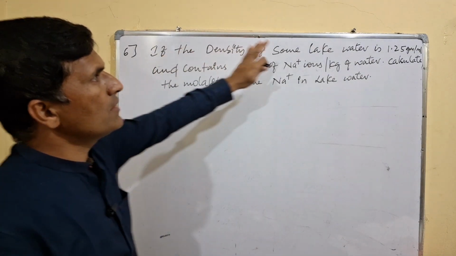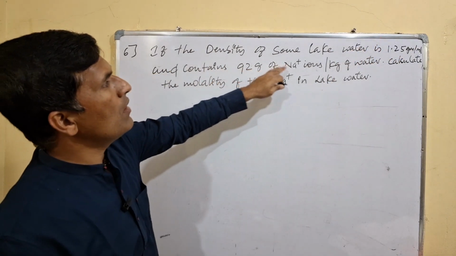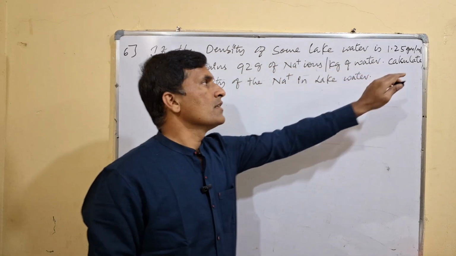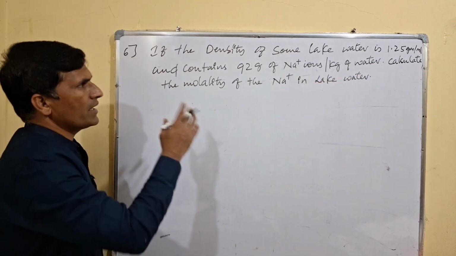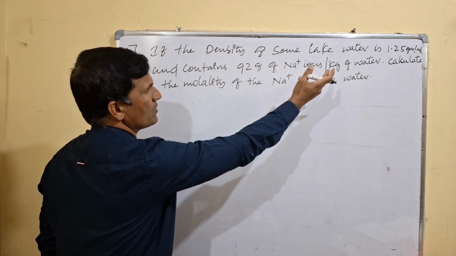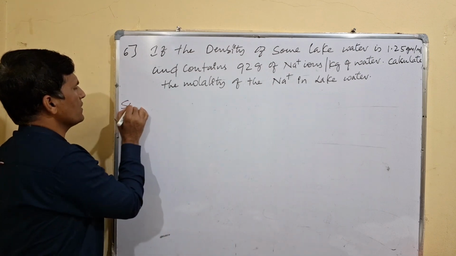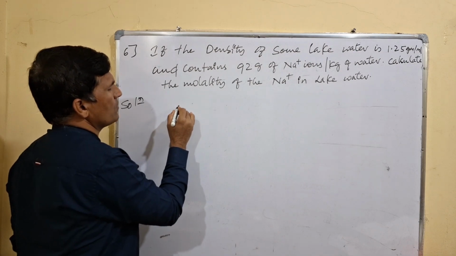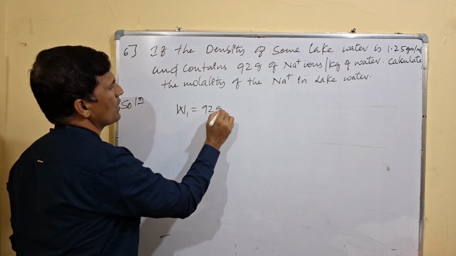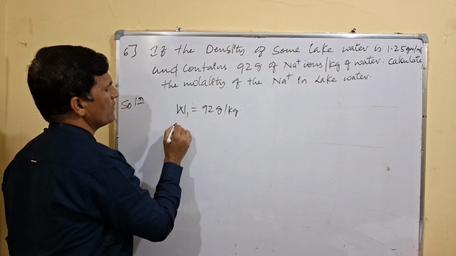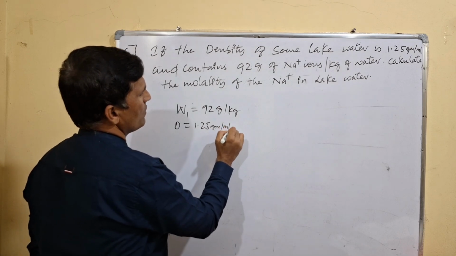See here, if the density of some lake water is 1.25 gram per ml and contains 92 gram of sodium ions per kg of water, calculate the molality of the Na plus ions in the lake water. The lake water comprises these many grams of sodium ions per kg of solvent, and density is given. If it is required, we will use it, otherwise no need to take it into account. So given quantities, you write: weight of the solute W1 is equal to 92 gram per kg of solvent, already given, and density they have given. I don't think this density is useful for you, they have given it just to confuse.